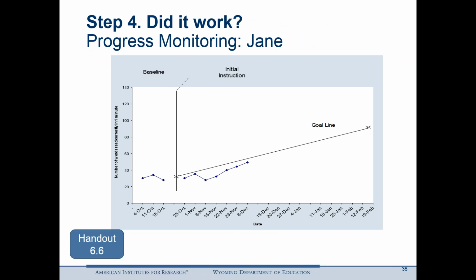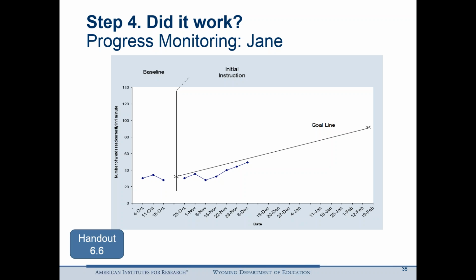This graph shows Jane's reading progress monitoring data using passage reading fluency, which scores in correct words read per minute. The first 3 scores, before the first vertical line, show her baseline data. This score is connected with her target score. The X on the far right forms the goal line.